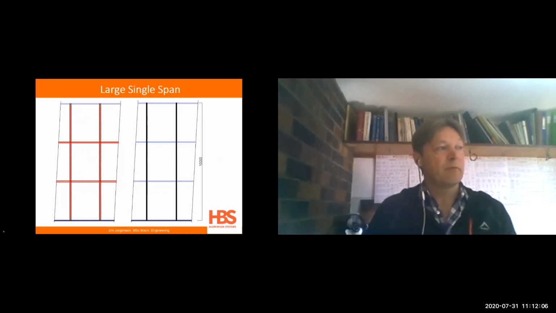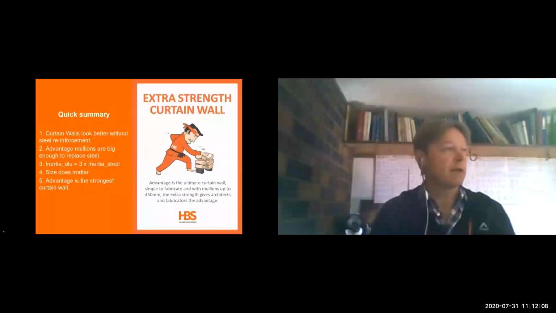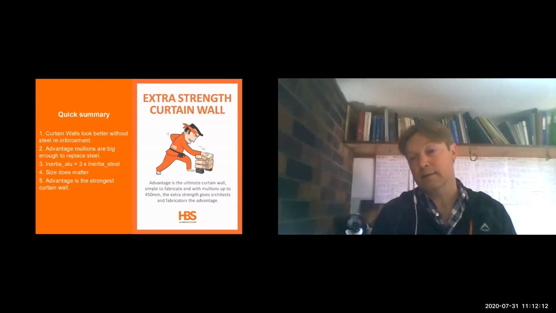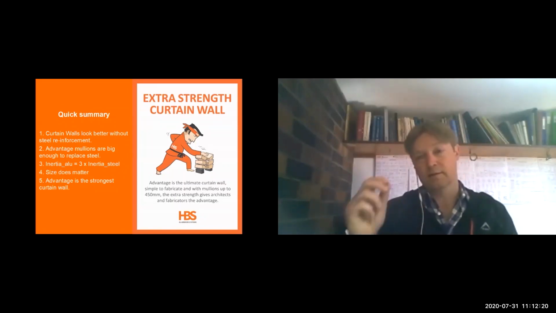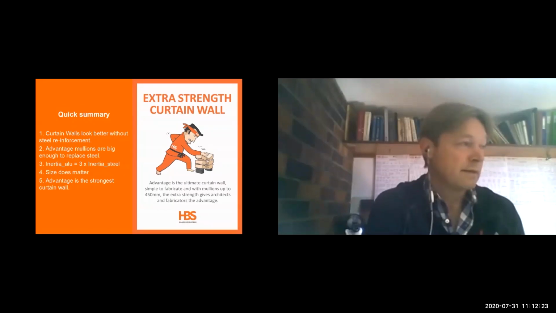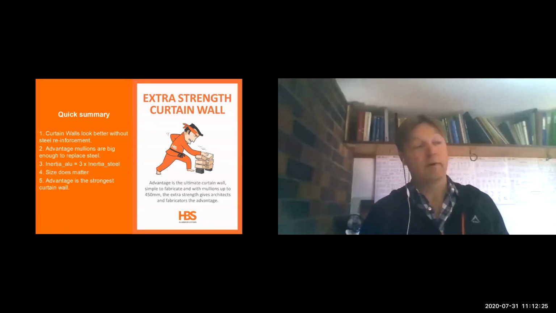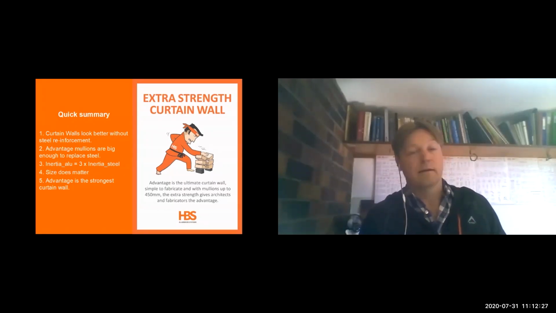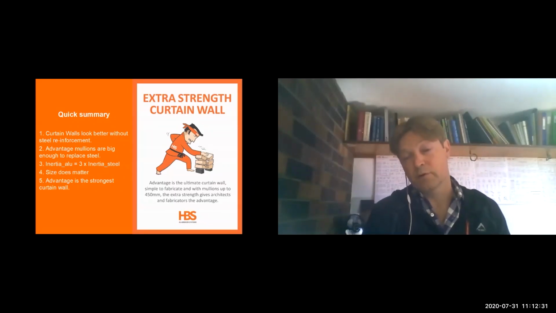So in summary, curtain walls look better without steel reinforcements. Advantage mullions are big enough to replace steel. The inertia for the aluminium just needs to be roughly 3 times that for steel. Point number 4, size does matter, that's for sure. You have to have quite big aluminium profiles to make this possible. And as we know, Advantage is probably the strongest curtain wall around, certainly on the South African market.